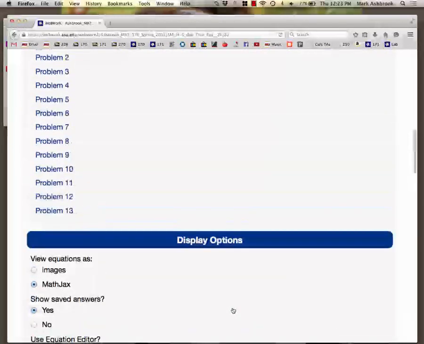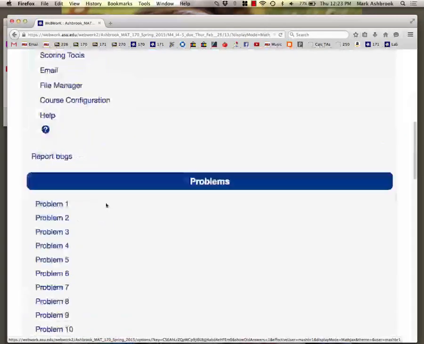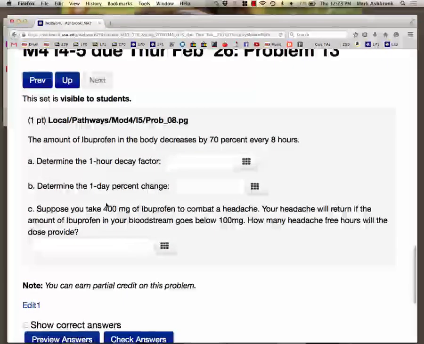What else was there? Did I say the last one? What did I say? 12 or 13? Good, nice short one. All right. So we got one-hour decay factor. So we got decreases by 70% every 8 hours. What's the 8-hour decay factor?